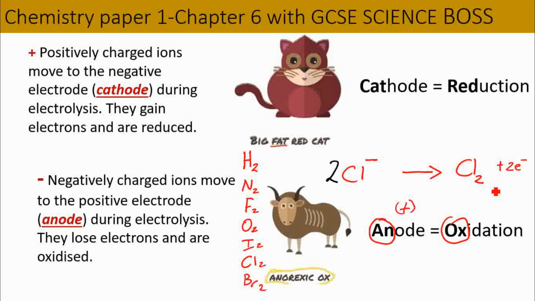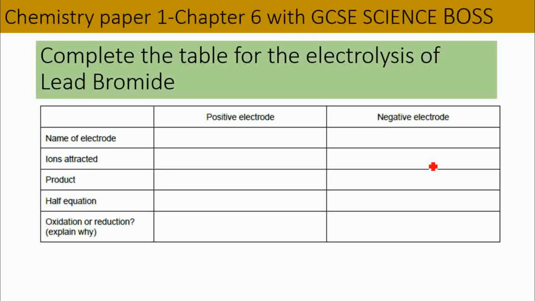Now, if you need more practice writing half equations, just comment down below and I can do a different video on writing half equations. Now, when you're thinking about electrolysis, you need to think about it in a table form like this. If you go in this order, it will help you to understand exactly what's going on. So let's look at our first example. I'm going to just do 2 examples because I want to keep the video as short as possible.